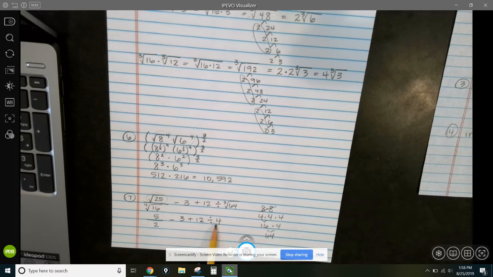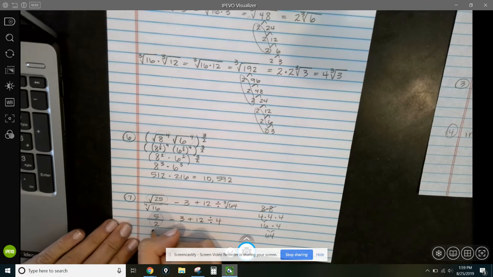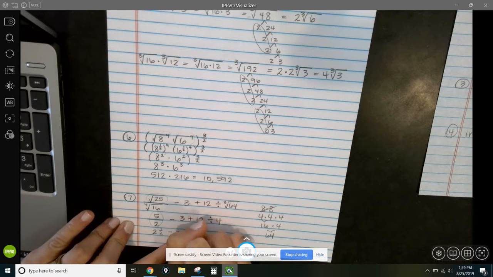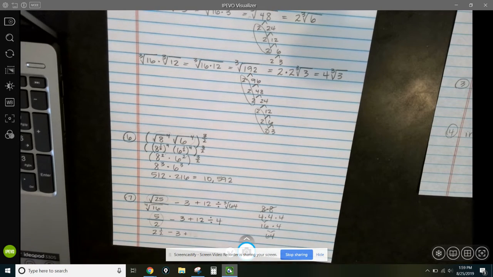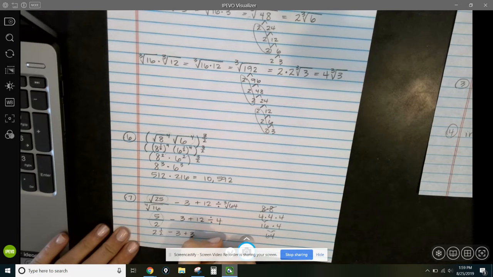And now I just need to make sure I use the order of operations here. So order of operations, you're going to multiply and divide before you add and subtract. So 5 divided by 2 is 2.5. Minus 3 plus 12. Oops, not plus 12. I'm going to do this division over here. 12 divided by 4 is 3.